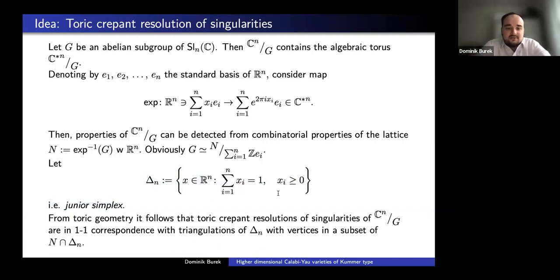And from toric geometry, it follows that the toric Crepant resolutions of such a quotient Cn over G are in one-to-one correspondence with triangulations, subdivisions of the junior simplex into parts spanned by integral points in this junior simplex, which are called junior points. So basically, let me go deeper into the proof.